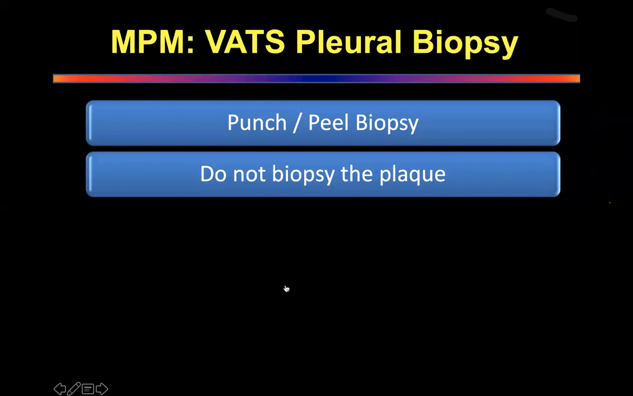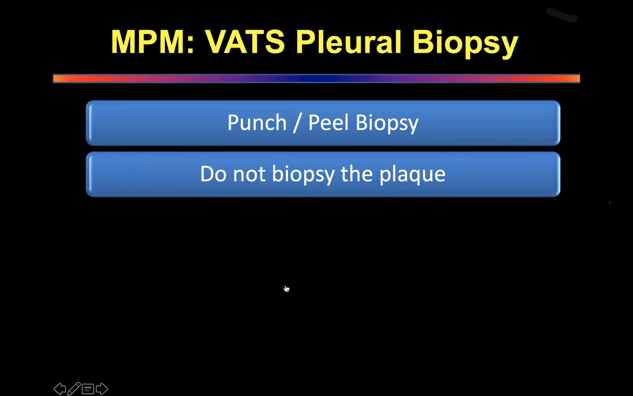Most important thing, I have seen this hundreds of times when my registrars are operating, that they will go in and just try to biopsy the plaque. Many times I've seen that. They go in there and they just get into the middle of the plaque and try to punch the plaque out. It is very hard. B, it will break your biopsy forceps. And C, it will give you the least yield of histology.